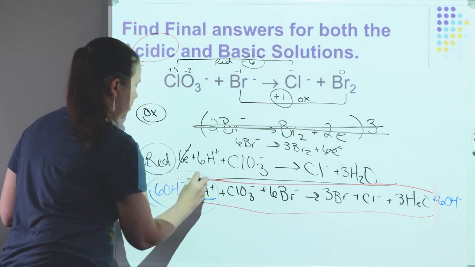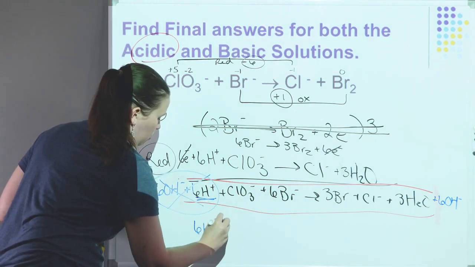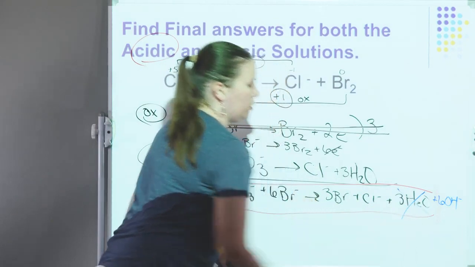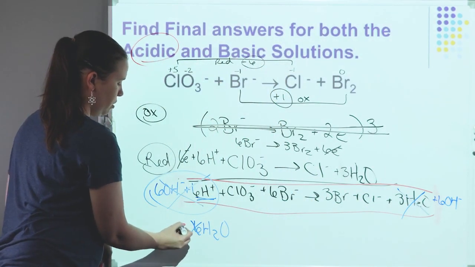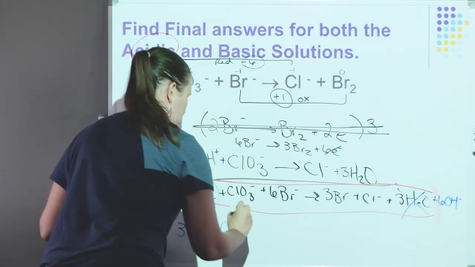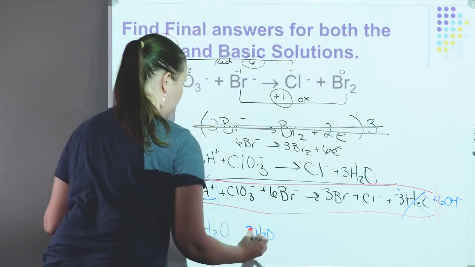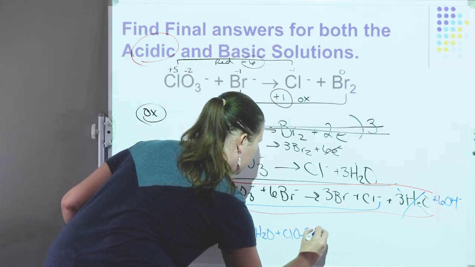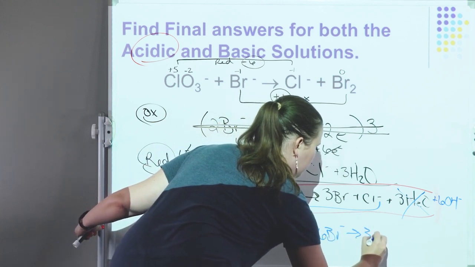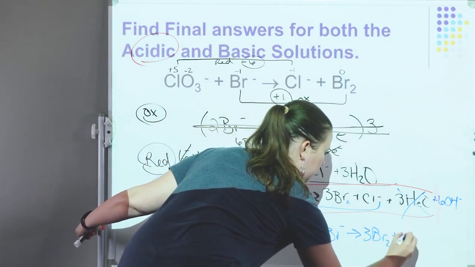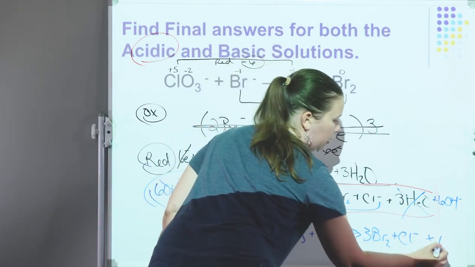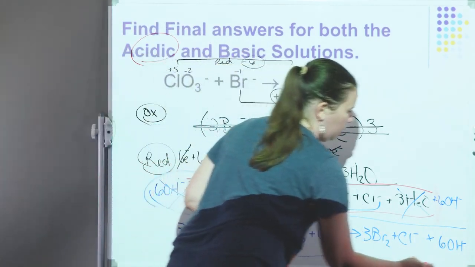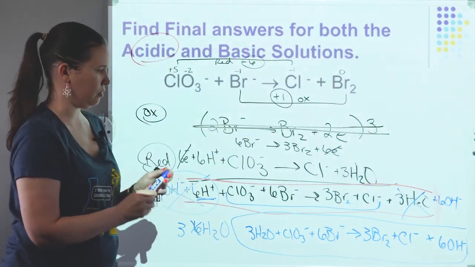So speaking of neutralizing the hydrogen, that's going to now combine to form 6 water molecules. But you have to be careful because there's usually water on the other side. So there's 3 waters on the other side, so I'm going to cancel out 3 of my 6 waters. So my final answer as a base would have the 3H2O on the left, and then this middle part would be the same. I've got the ClO3 minus, the 6Br minus, making 3Br2, plus Cl minus, and then the water's gone, and now I have the 6 hydroxides on the product side. So this would be converting to having it as a base for the final answer.